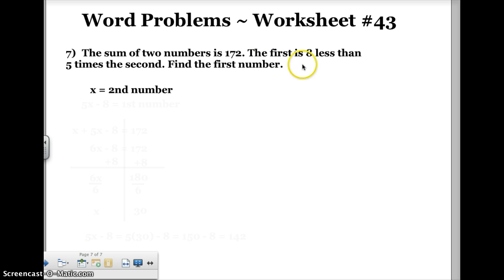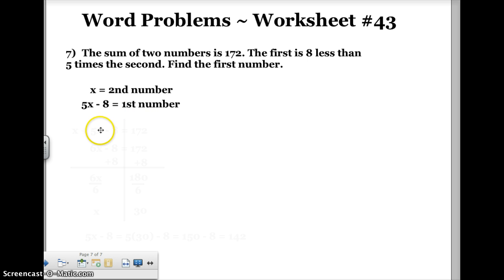Now it says the first is 8 less than 5 times the second. So what I'm going to do is I'm going to take 5 times x, because that's 5 times the second number, and then subtract 8, and that's going to be the first number. And that's the number I'm going to be looking for the answer, because I want to find the first number. Now let's write the equation. So I've defined my variables. I have x is equal to the second number, and 5x, or 5 times the second number, minus 8 is equal to the first number.